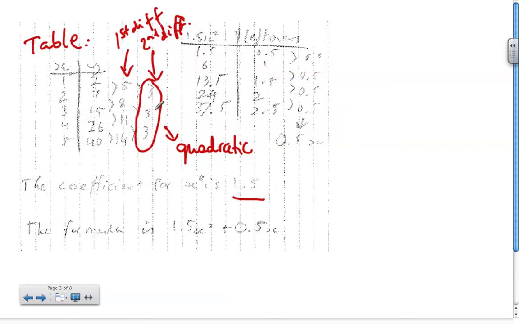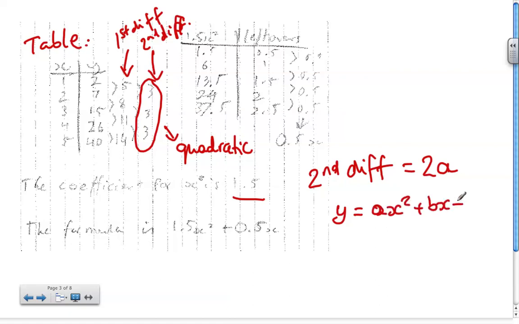And that number needs to be halved in order to get the coefficient, because the second difference is double the coefficient of x squared in the formula y equals ax squared plus bx plus c. If you're generalizing, that number is double the coefficient. Yeah? Okay, that makes sense now. So they realize that it's something to do with 1.5 x squared, so they've correctly listed 1.5 x squared.